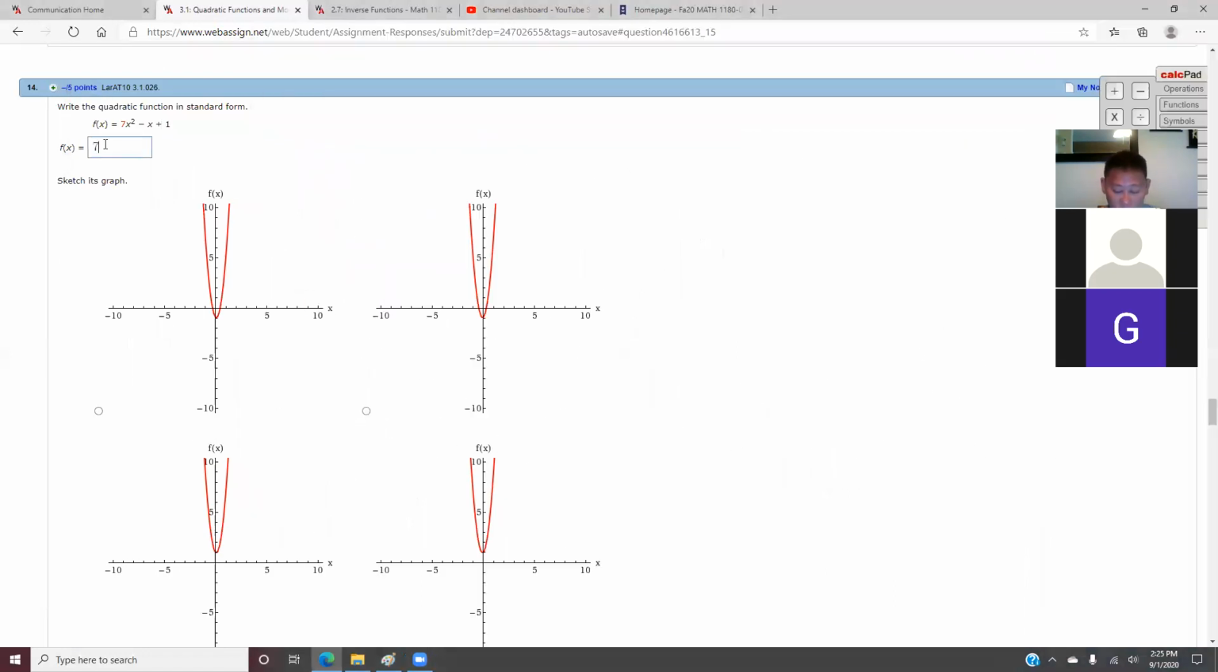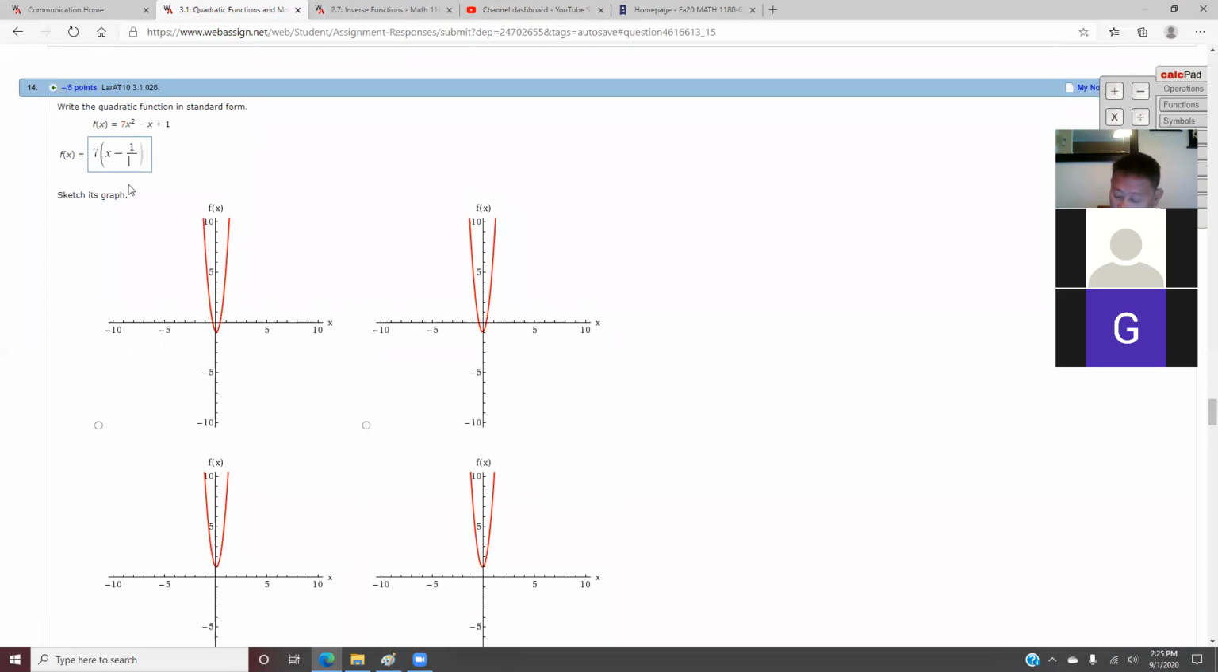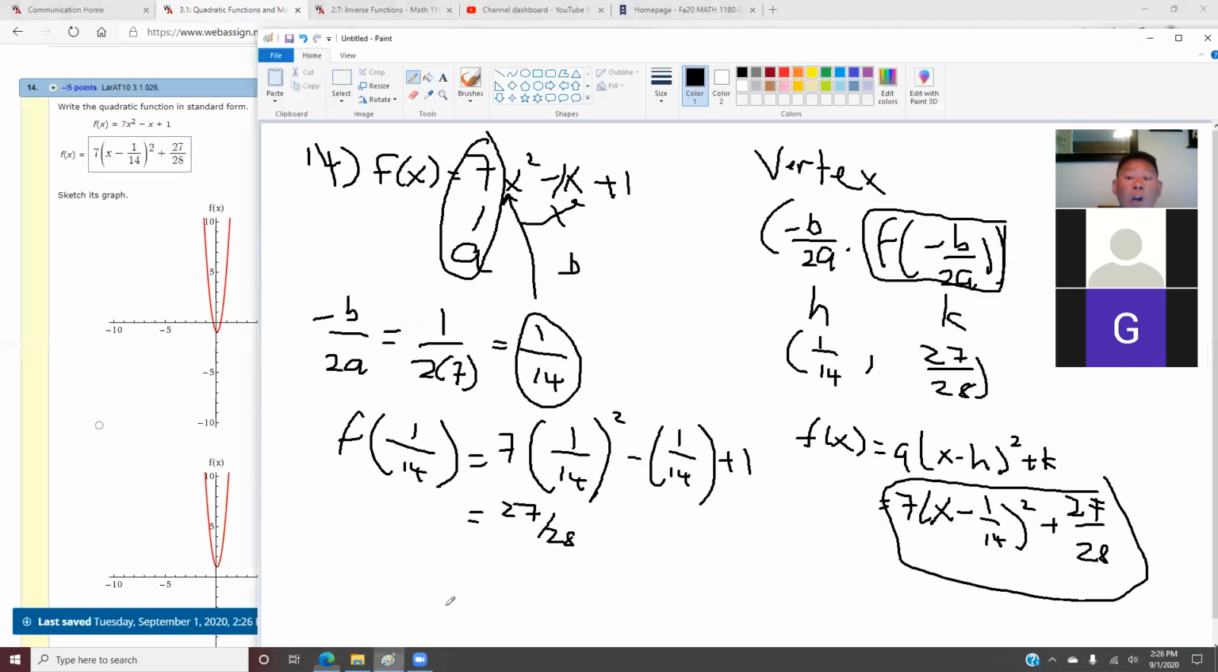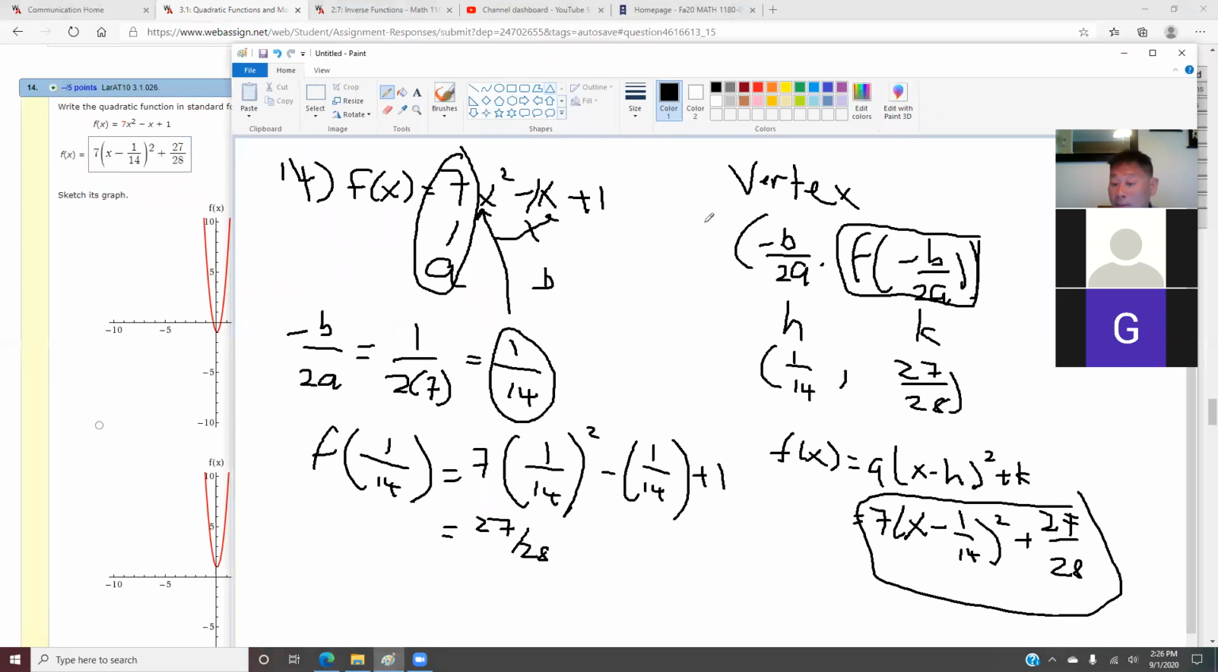So this is where you put in over here: 7(x minus 1 over 14) squared plus, what's my k again? 27 over 28. Thank you, Brian, for that. This is how we do this without completing the square. And your life is so much easier, right?